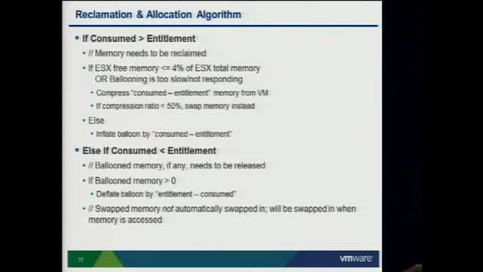So the overall algorithm looks something like this. If consumed is greater than entitlement, then memory needs to be reclaimed. Generally, we prefer ballooning to do this, but if ballooning is not responsive or if we're really, really low on free memory, then we will go toward compression and swapping. Now, on the flip side of things, if consumed is actually less than entitlement, if a VM vMotion off the host or workloads have dropped or something where now this VM's entitlement has grown, we can actually give it back some memory. So if it has balloon memory, we can actually give it back the difference between entitlement and consumed and deflate that balloon.